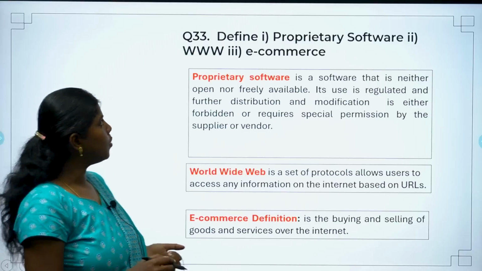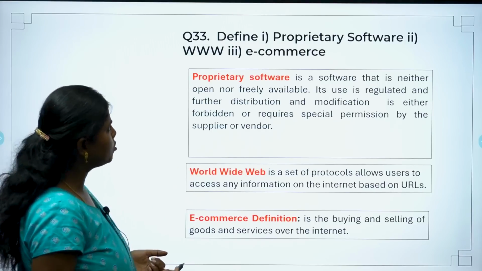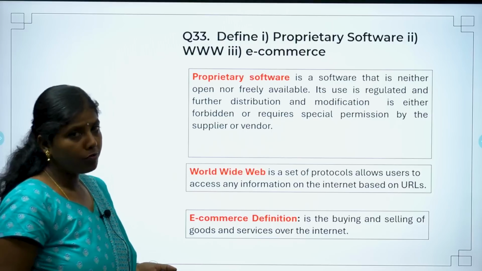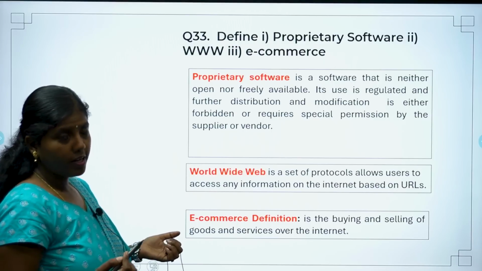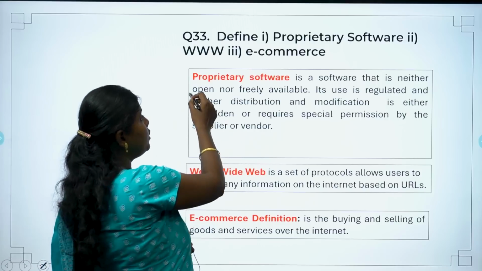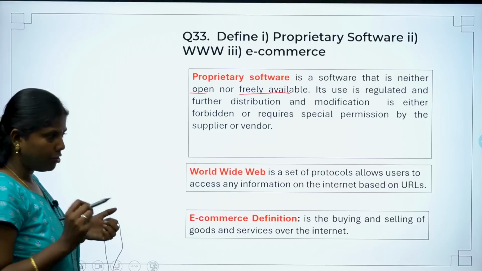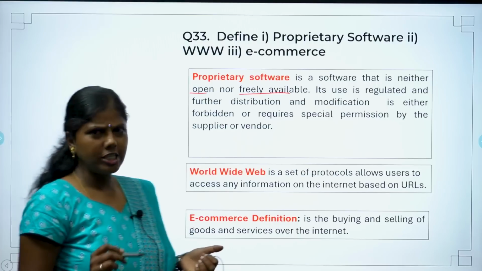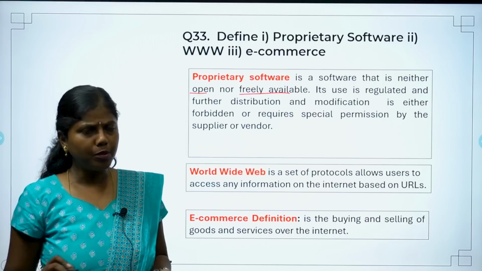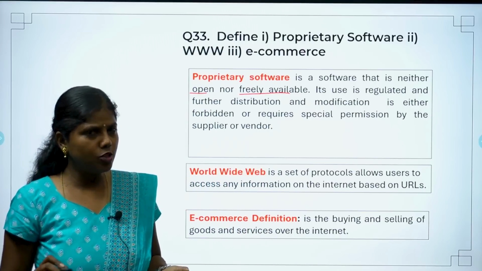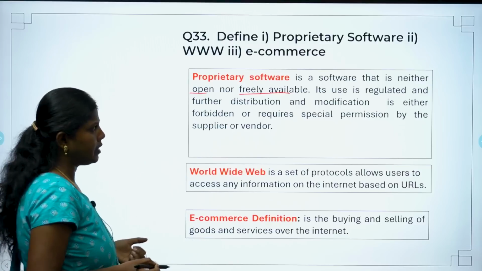So we'll go to the 33rd question. Define the terms from the Internet and Open Source chapter: proprietary software, WWW, and e-commerce. What is proprietary software? It's neither open nor freely available. Its use is regulated. Further distribution and any kind of modification is either forbidden, or if you want to use it, you need some kind of permission or license from the vendor. That's proprietary software.